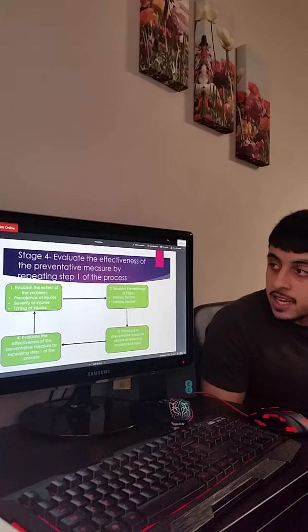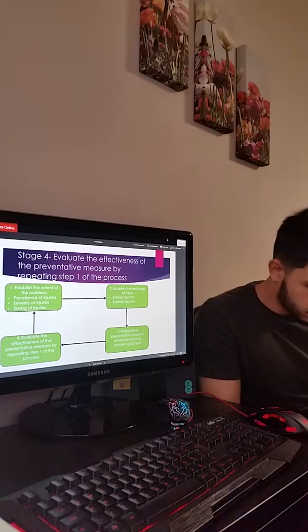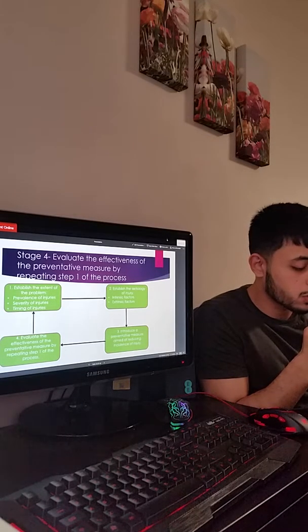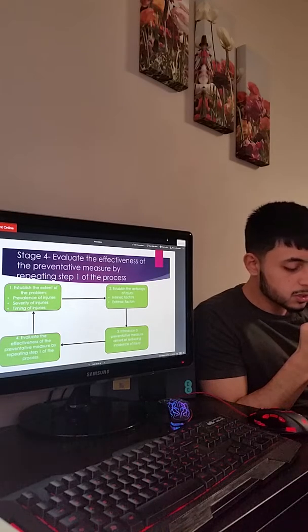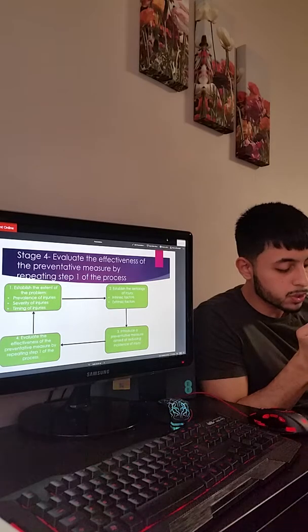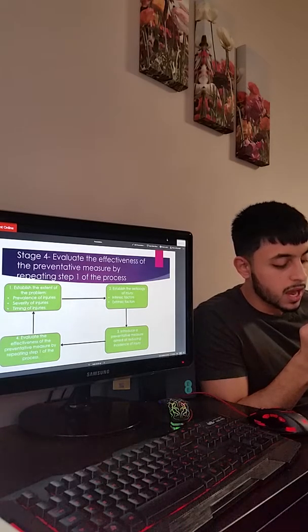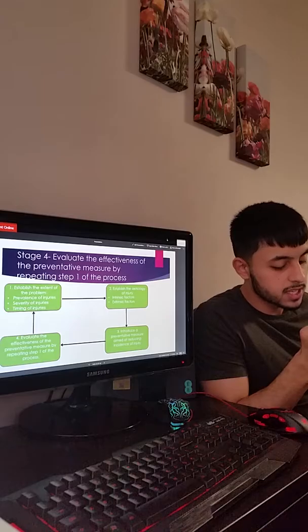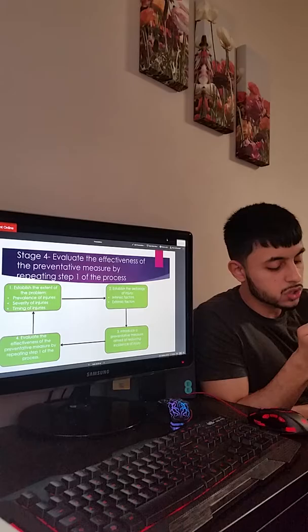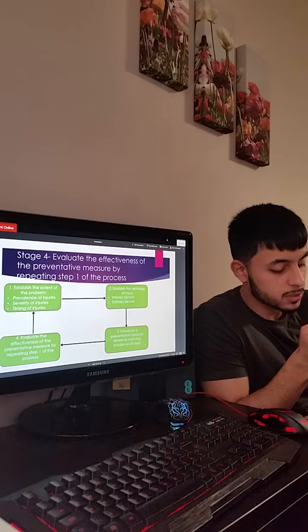Finally, going on to the last stage of the Van Mechelen model, which is stage 4, in which you evaluate the effectiveness of the preventative measure by repeating step 1 of the process. So finally, coming towards the end of the Van Mechelen model, it's essential for the coach to see whether applying the Van Mechelen model to Derek Redmond's injury was successful, and in order to do this, the coach should repeat stage 1. Initially, the coach is supposed to establish the extent of the injury by assessing the prevalence, severity, and timing of the injury. After doing so and going through the Van Mechelen model, once the coach reaches stage 4, they should repeat stage 1 to see if there is a difference after the preventative measure has been introduced.